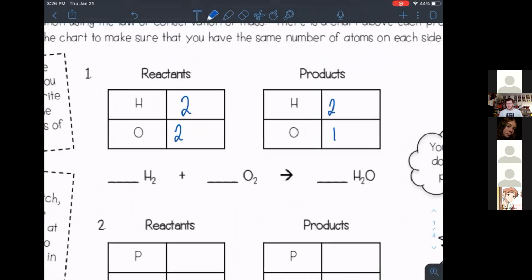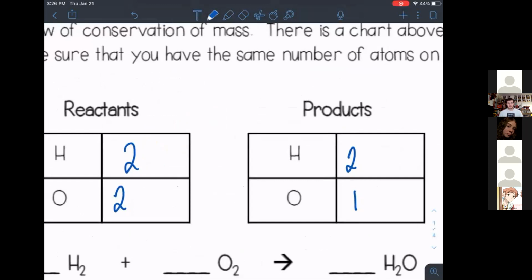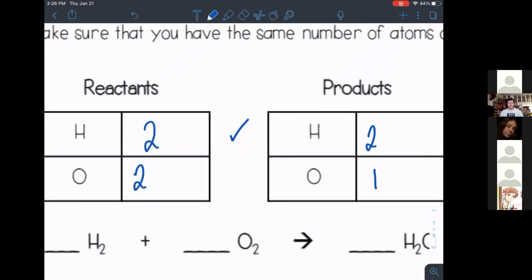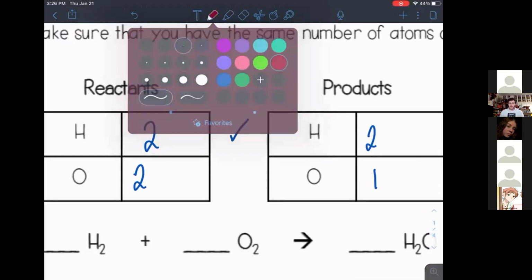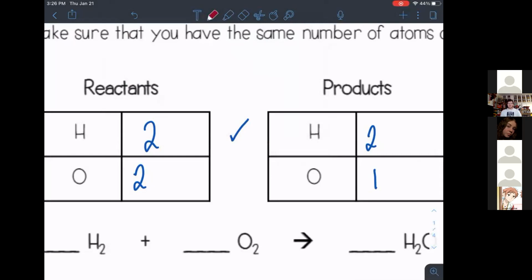So we're going to look, do our hydrogens match right now? Yes. They do. So I'm going to put a check mark in there for now, just so I remember. Do my oxygens match? No, they don't match, which means we have to fix something. So if we're trying to fix something, which side has less? Products. The product side. So the right side of our reaction has fewer oxygens.